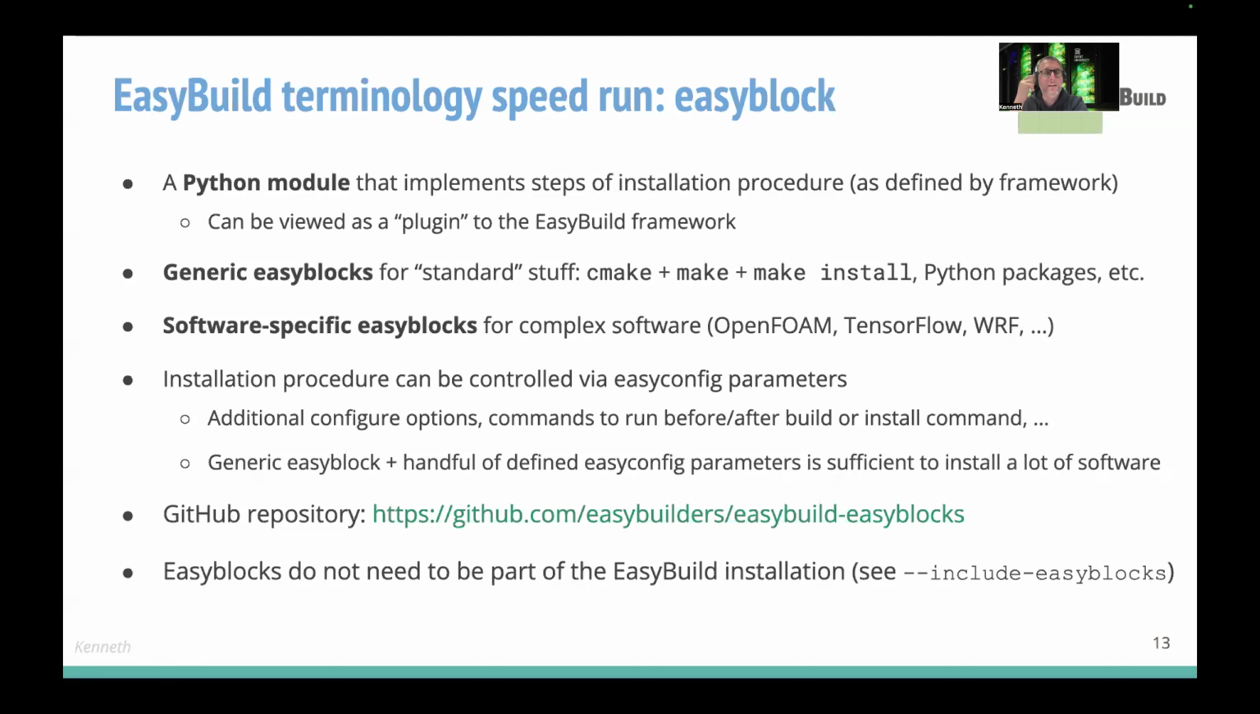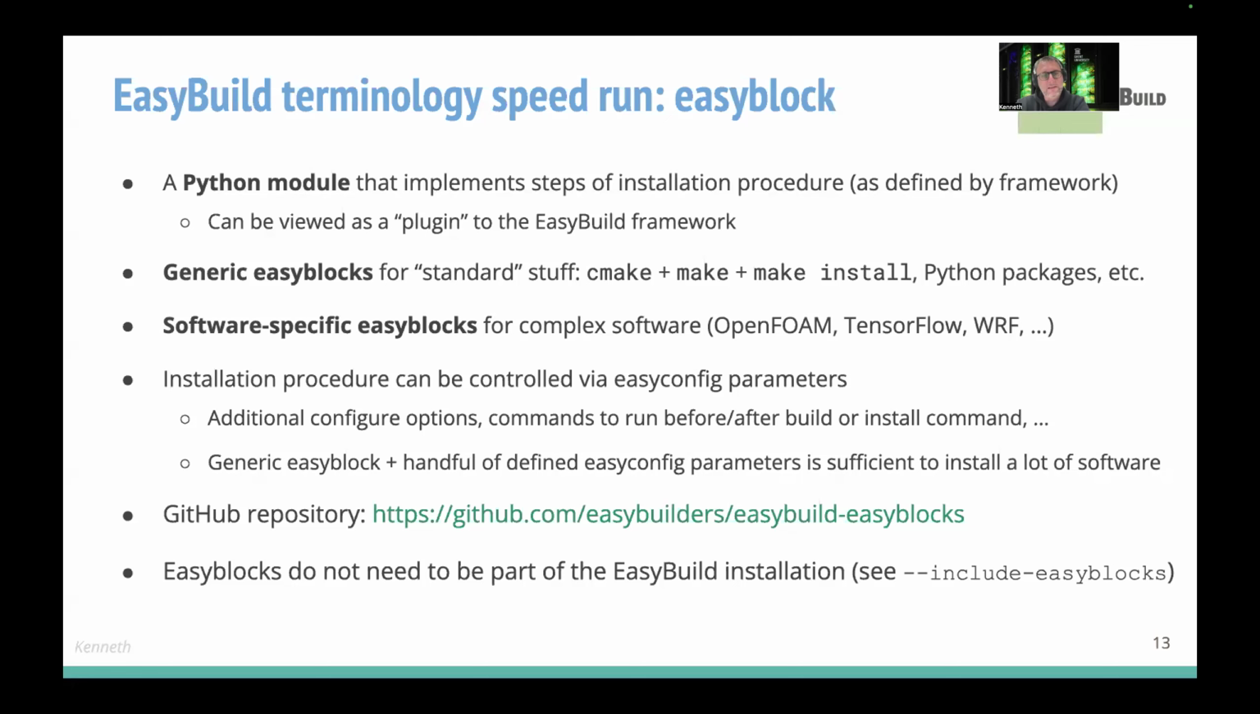The EasyBlock can be generic, so without being tied to one specific software package, like installing a Python package, for example. There's a generic EasyBlock for that. Or it can be very software specific. This is really for more complex software or software that has a very involved installation procedure, like OpenFOAM or WRF, for example. So the logic in there only makes sense for that specific software package.